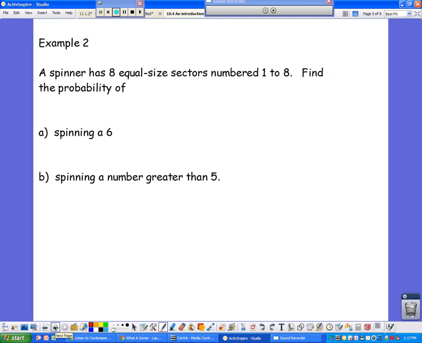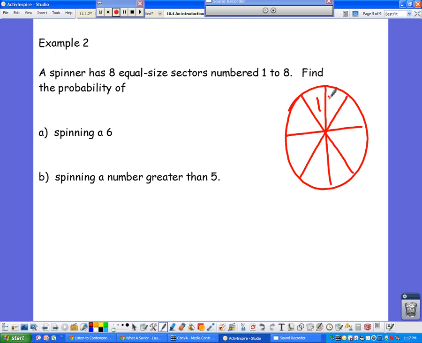It says a spinner has 8 equal sectors numbered 1 through 8. Find the probability of spinning a 6. So we have this spinner, basically, and it's numbered 1, 2, 3, 4, 5, 6, 7, and 8. And we want to know what's the probability of spinning a 6. Well, if you look at it, there's only one place on there where there's a 6. So I have a 1 out of, and I have 8 different outcomes. Okay? So it'd be 1/8.